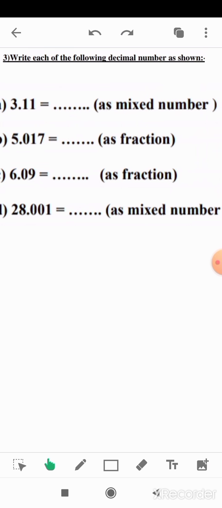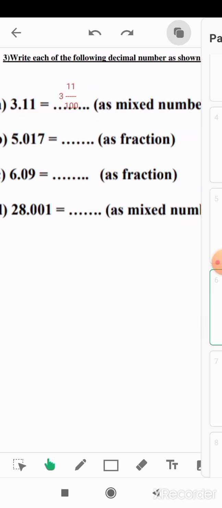Let's see this example. Write each of the following decimal numbers as shown. Here he gave me 3.11 and wants to convert this decimal number to a mixed number, or mixed fraction. I have here 11, and I ask myself how many numbers are after the decimal point. I have 2 numbers, 1 and 1, so I have 2 zeros down, so I have 3 and 11 over 100.